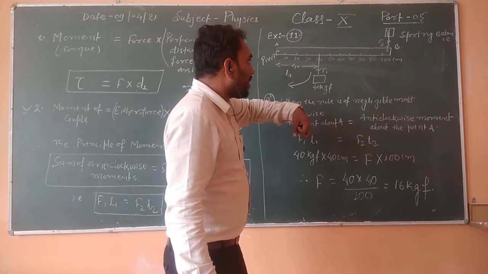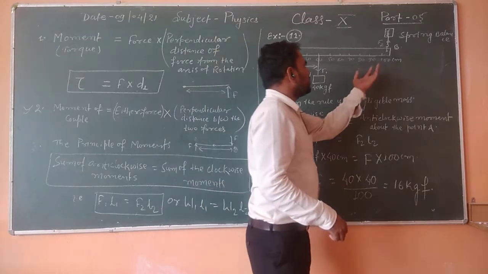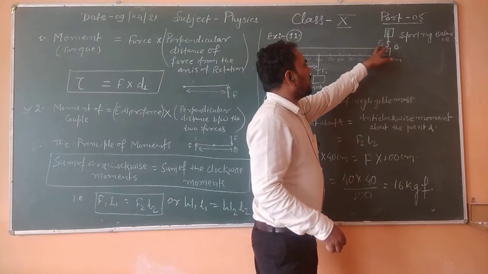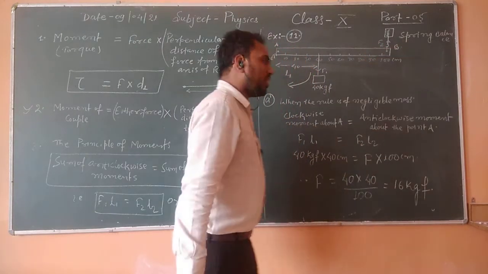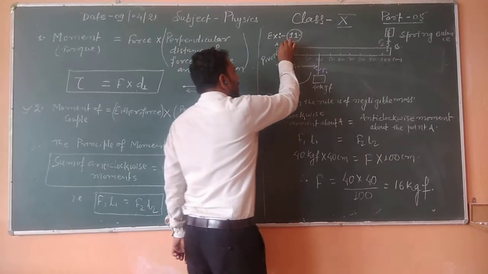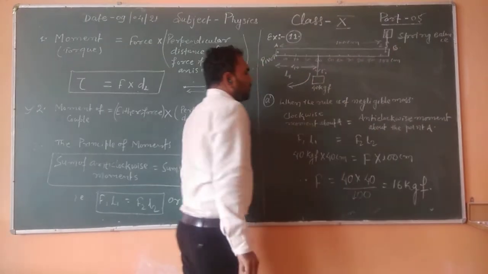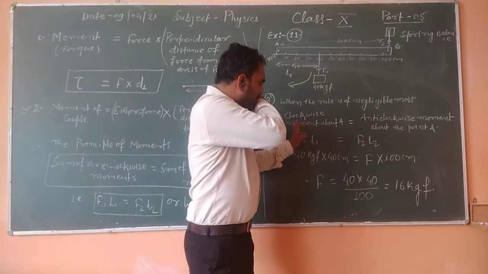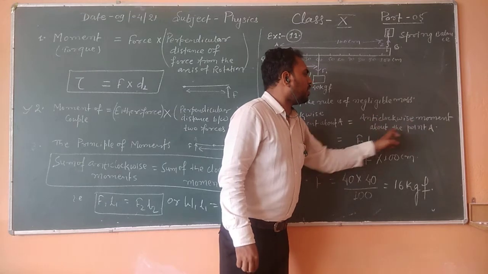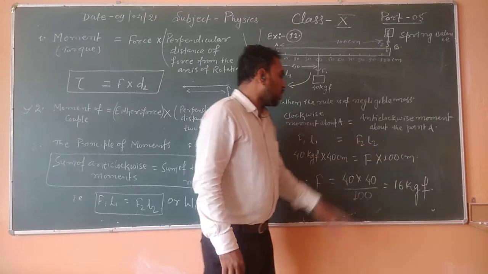which is applied by the spring balance. We don't know what this force is, but let us assume that F2 is the force applied by the spring balance. The perpendicular distance from point A is 100 centimeter. So we have studied that the clockwise moment about A will be equal to the anti-clockwise moment about A. So F1 L1 is equal to F2 L2.